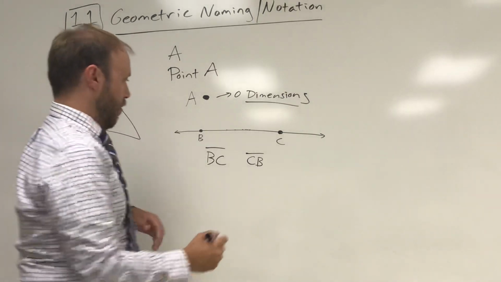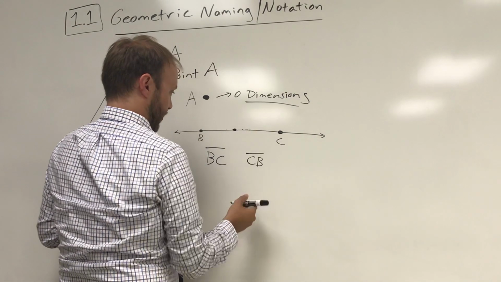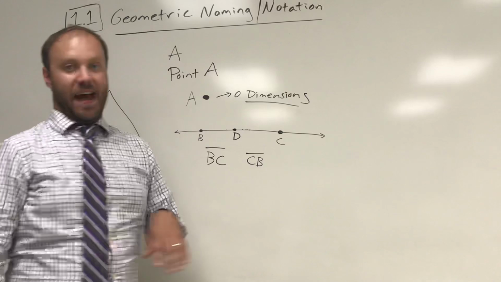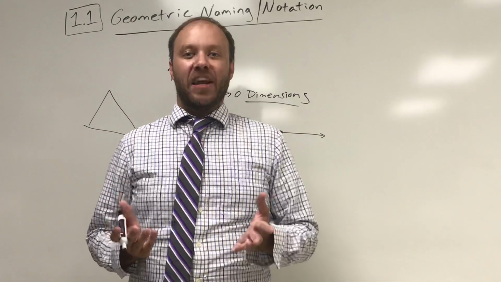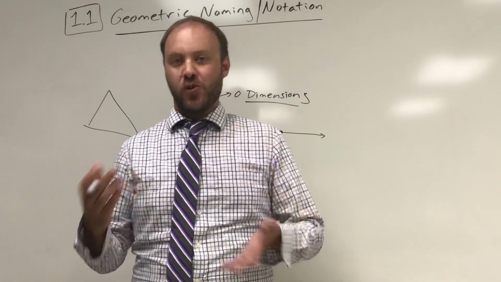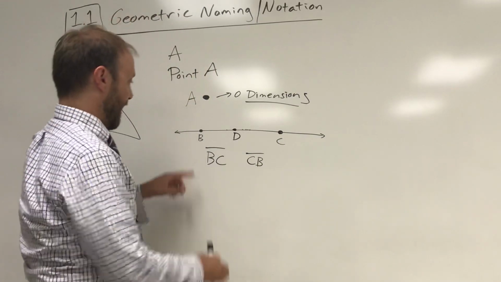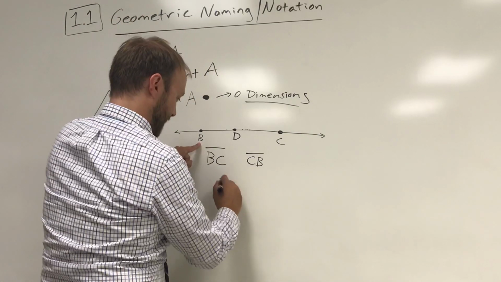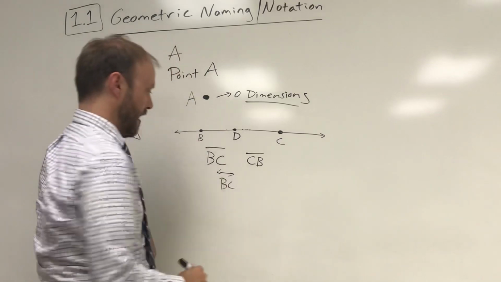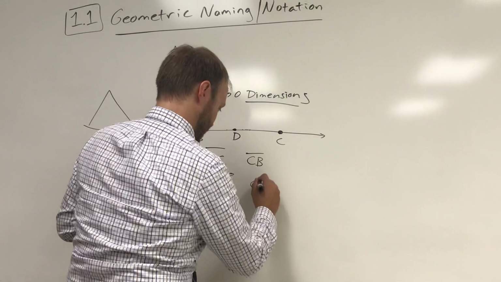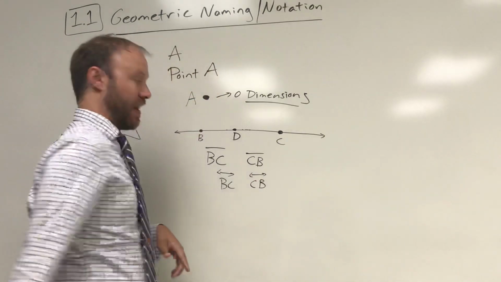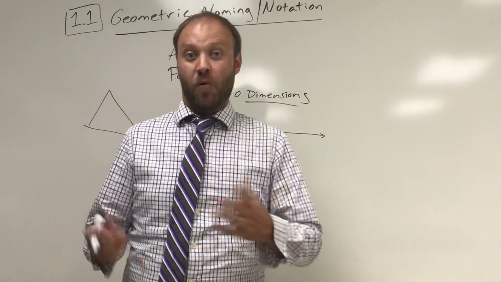Now, a line can have other points. So, I can have this other point here. Maybe this is point D or something like that. To name a line, you're just going to pick any 2 points. So I could call this line BC, totally okay. I could call it line CB, totally okay. But again, it's just any 2 points.